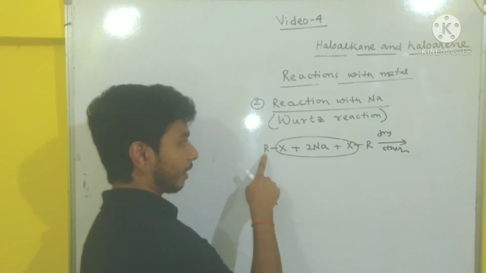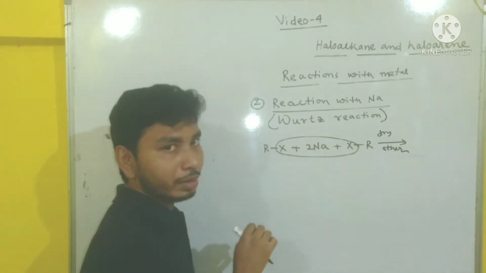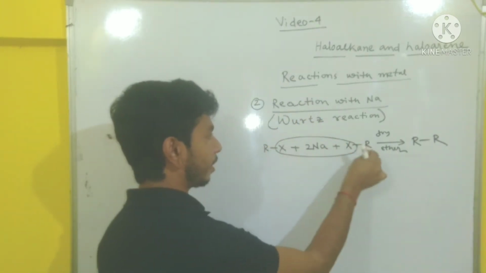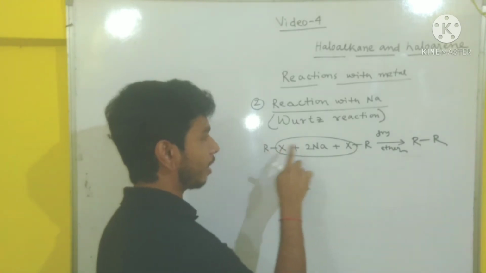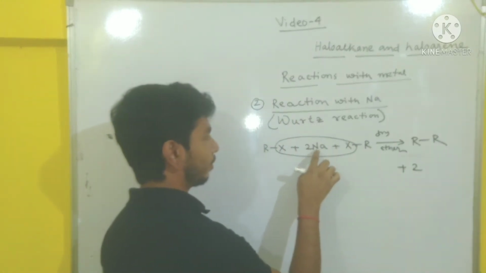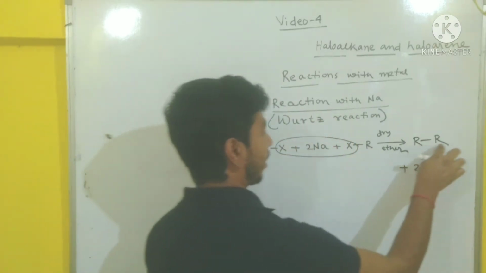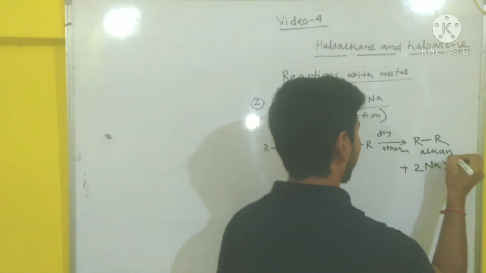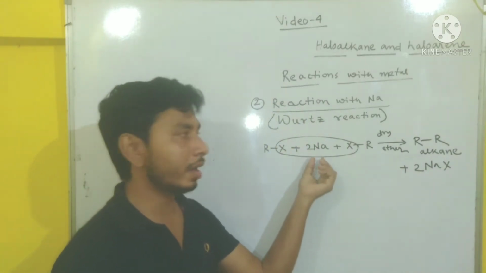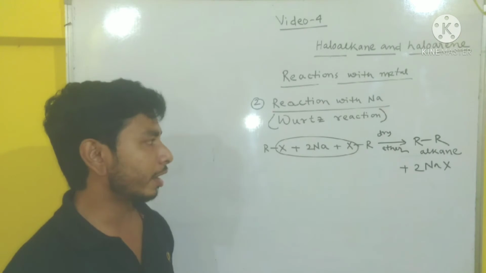Here the remaining part is alkyl group, here also the remaining part is alkyl group. So now the 2 alkyl groups will get bonded with each other. This alkyl group and this alkyl group will get bonded with each other. So it is R-R plus twice Na and twice X, so it is twice NaX. RR is called alkane. So alkyl halide upon treatment with metallic sodium in presence of dry ether gives the alkane. This reaction is called the Wurtz reaction.